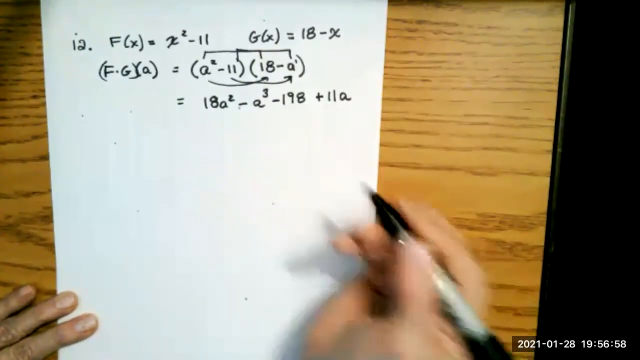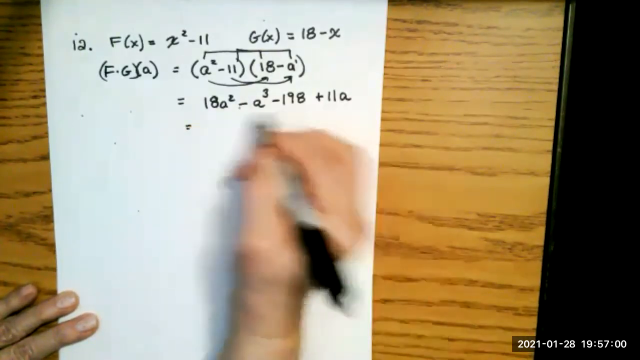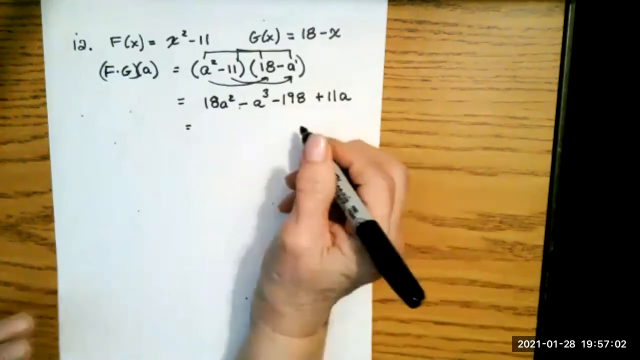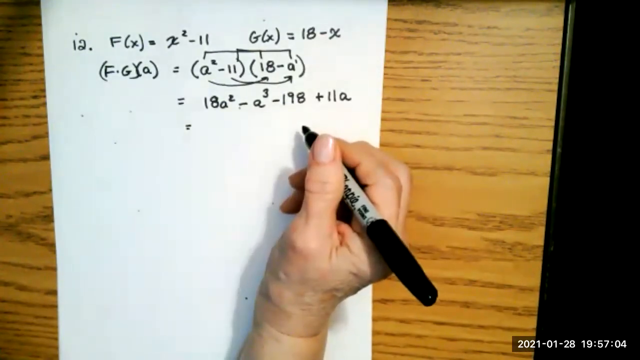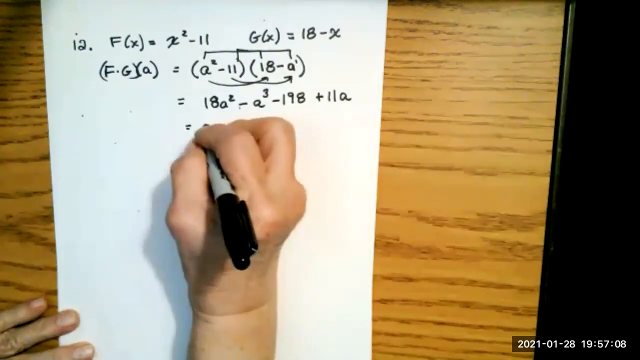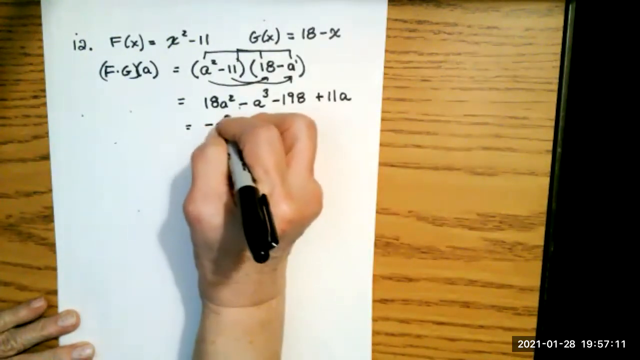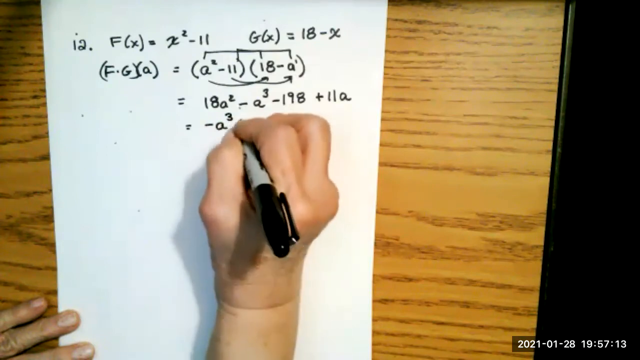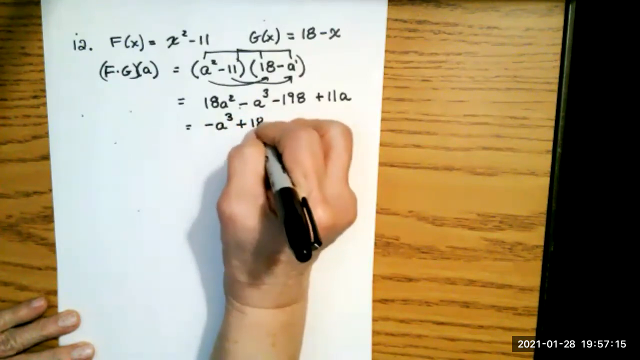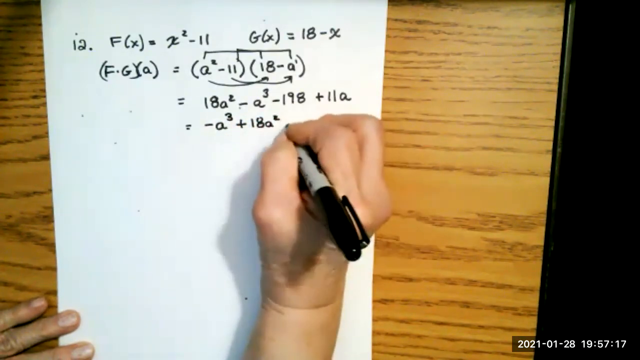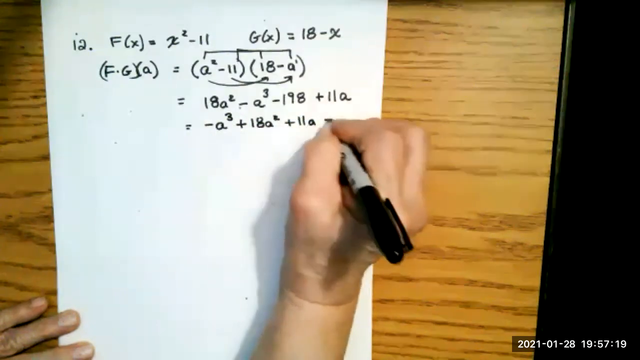Thank you. Now, the only thing I'll have to be careful about is that I don't think your author will take it if you put it like that. You can try it, but I don't think he'll take it. I think you've got to have that negative a cubed first plus 18a squared plus 11a minus 198.